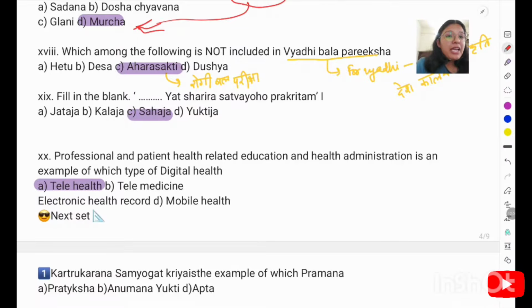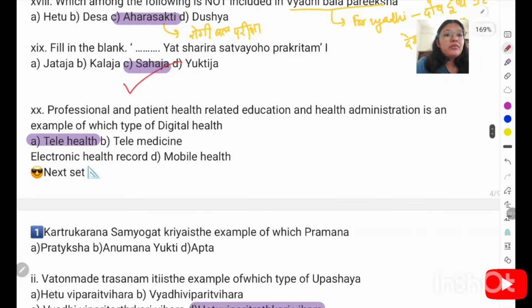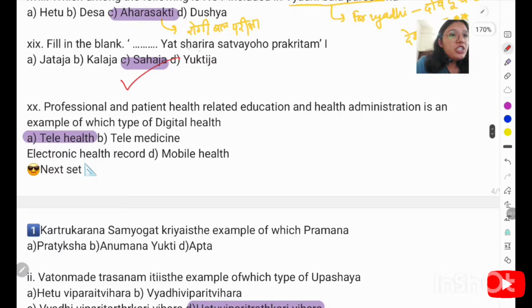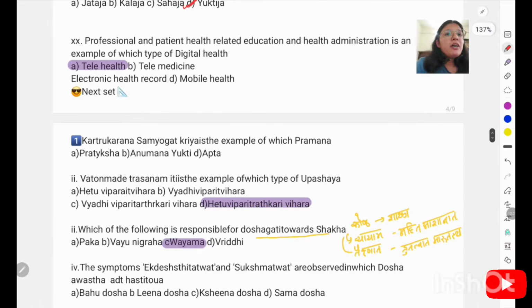Fill in the blank: dash Yat Shariram Sattva Prakritam. So right answer will be the Sahajam. Yat Sharira Sattva Prakritam. This is Yukti. Next question: professional and patient health related education and health administration is an example of which type of digital health? Right answer will be telehealth.